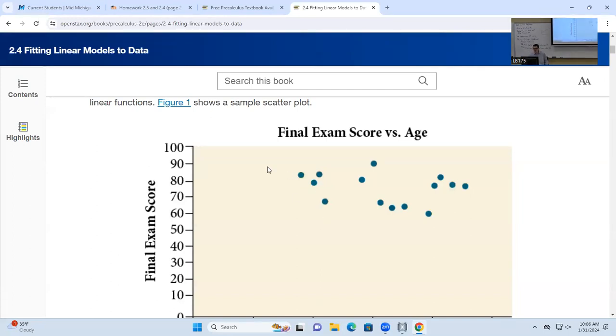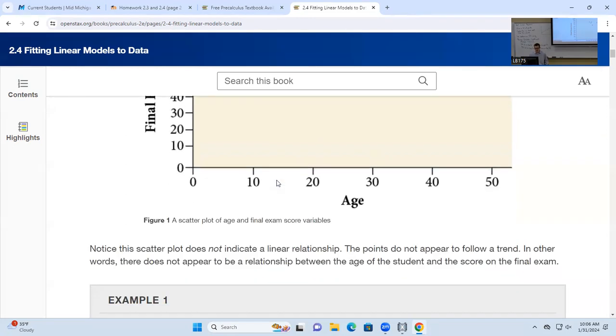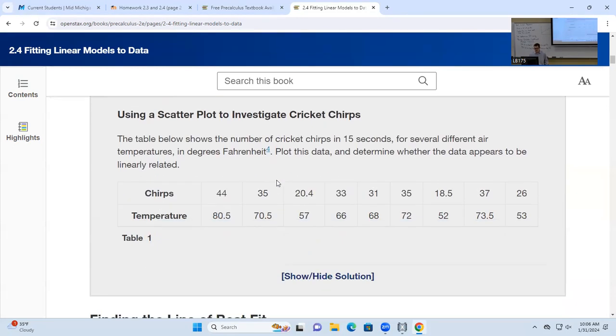There we go. So here's a plot of points. That's not a perfect line, but we can make a line go through it. Okay. Here's a bunch of raw data where they look at the chirps versus the temperature outside.